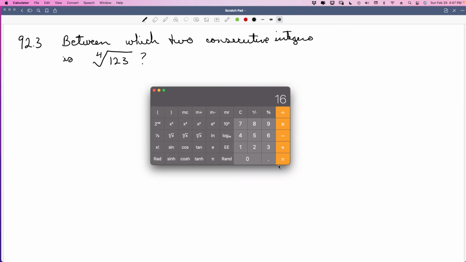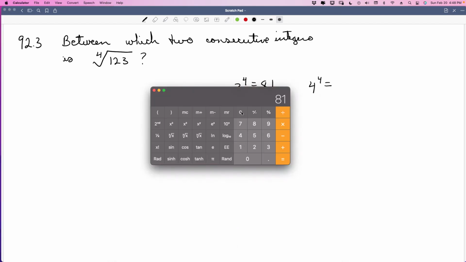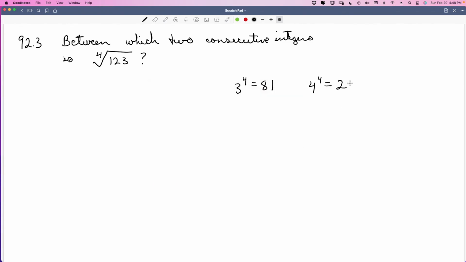That's 16. So it's not 16. That's nowhere near 123. So let's try the number 4. We'll skip ahead a little bit. 4 to the 4th is 256. Now that's too big. So let's go back to 3. 3 to the 4th gives us 81. Okay. So 3 to the 4th is 81. And 4 to the 4th, we know that was a big number. Let's do that one again and see what it was. 4 to the 4th is 256.